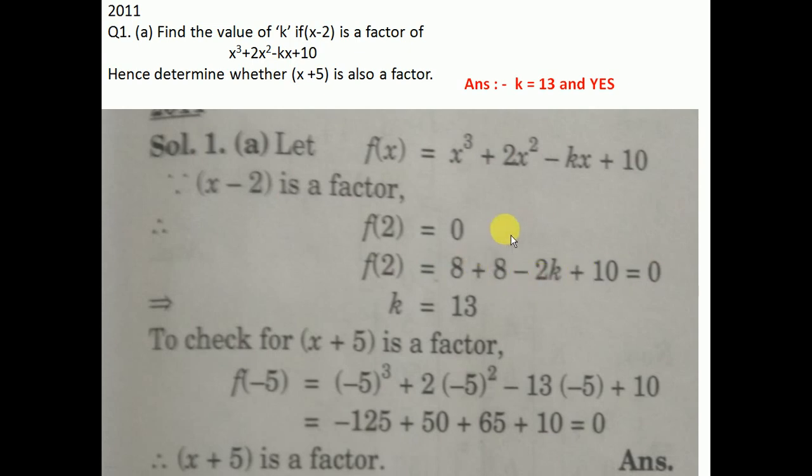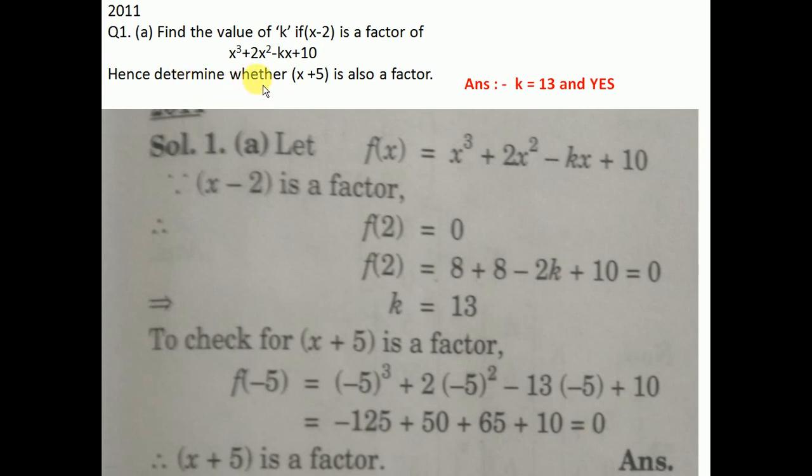Bring the constant to one side. 16 plus 10 is 26. 26 will be the same. Minus 2k comes to the other side, becomes plus 2k. So 26 by 2 is 13. k is 13, like the last example. If k is 13, replace k as 13. So it is x cube.